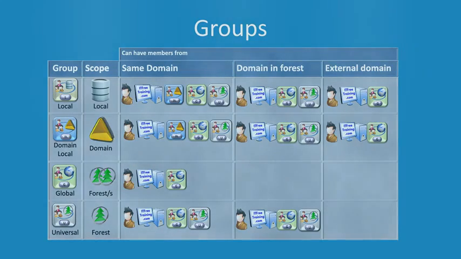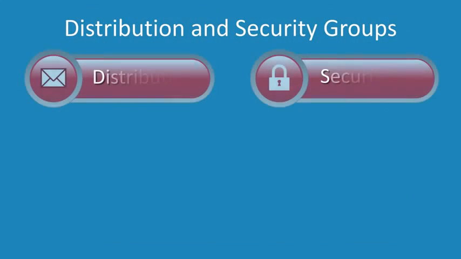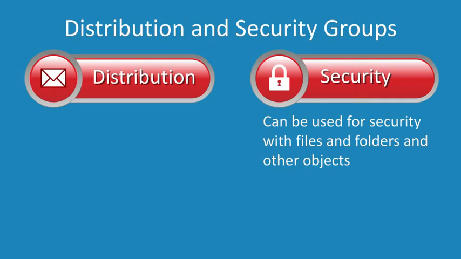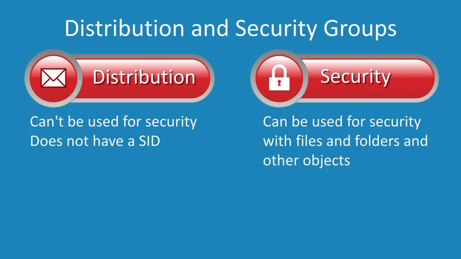The next point I would like to cover is the difference between distribution and security groups. When you create a group, you will have the option to create a distribution group or a security group. A security group can be assigned to files and folders and other objects in order to grant permissions. A distribution group, in comparison, cannot be used with security. Generally, distribution groups will be used by email programs like Exchange as mail groups.